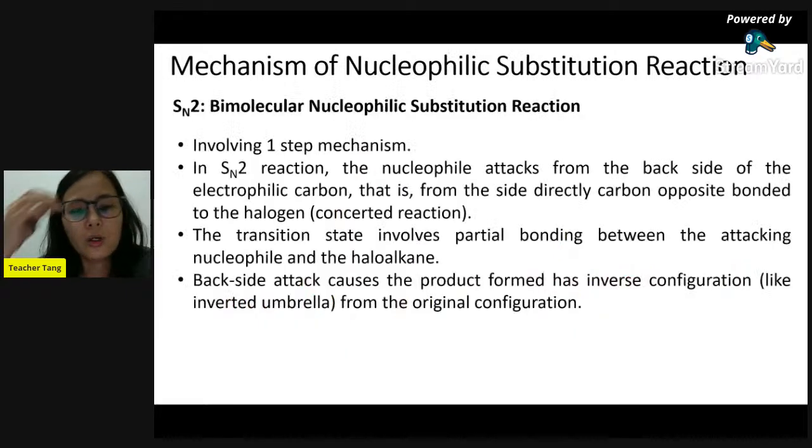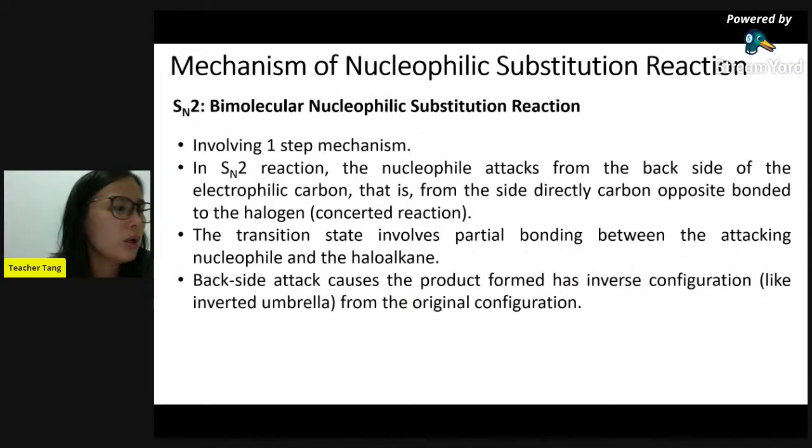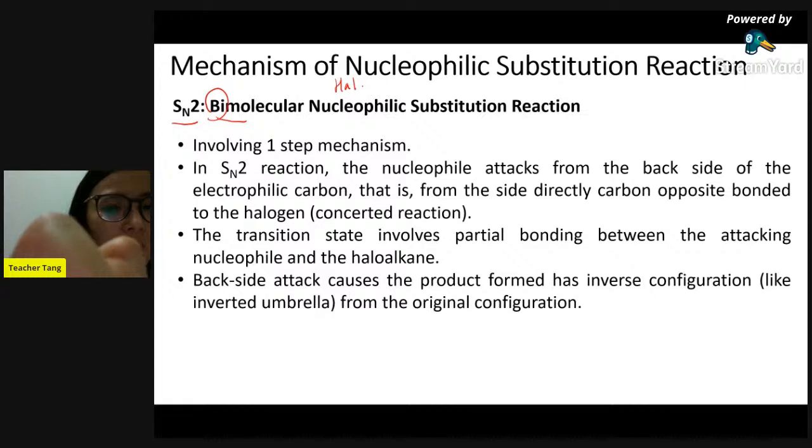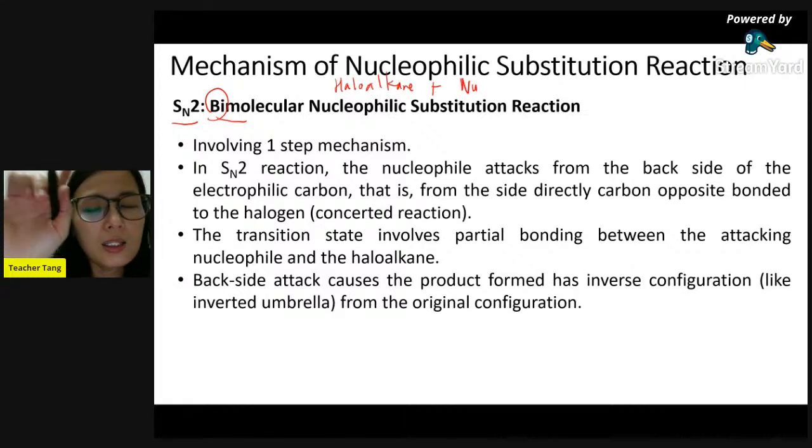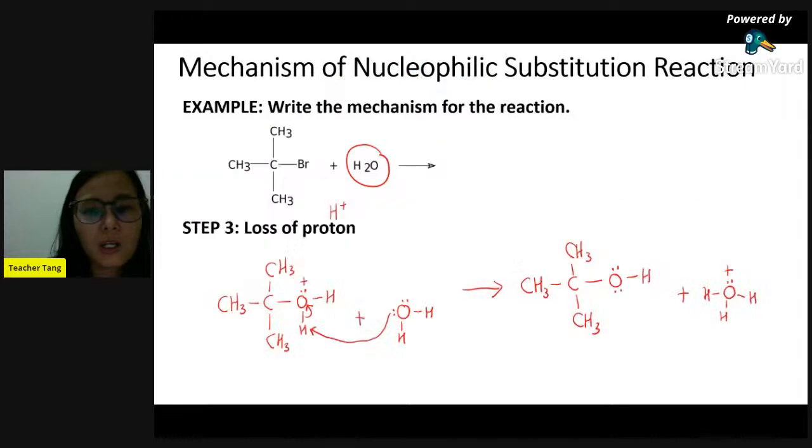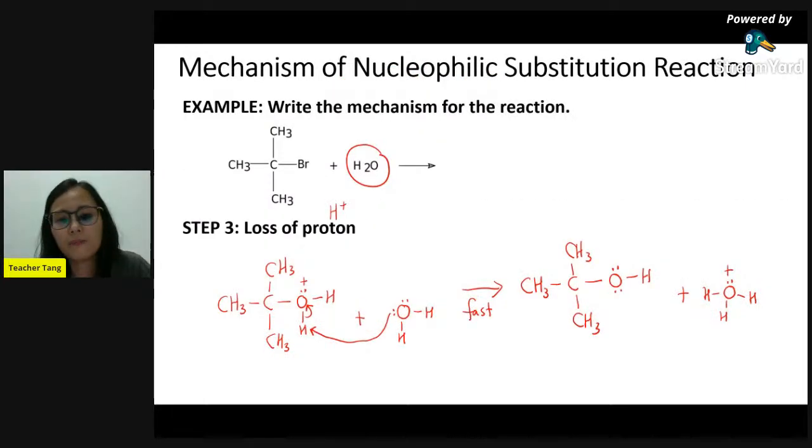So now we move on to look at SN2. SN2 is bimolecular nucleophilic substitution, which means that the slower step melibatkan kedua-dua haloalkane and also nucleophile. So in your first step itu, you need to draw both haloalkane and your nucleophile. Oh, before I forget, the last step here, this one is also fast. Need to label it.